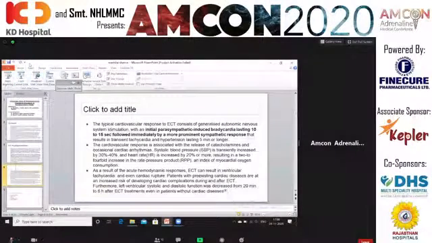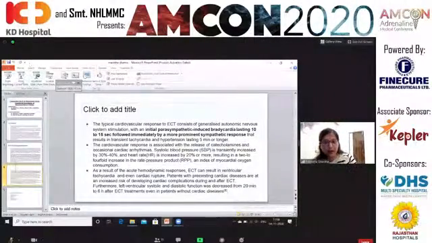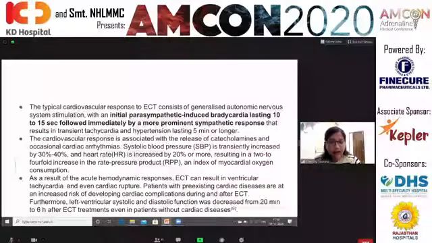The typical cardiovascular response, which is due to the release of catecholamines, causes an initial parasympathetic-induced bradycardia, which lasts for 10 to 15 seconds, and it is immediately followed by a prominent sympathetic response, which results in transient tachycardia and hypertension lasting for 5 minutes or longer. The systolic blood pressure also increases transiently by 30 to 40%, and the heart rate increases by 20% or more. Hence, acute hemodynamic responses are seen in ECT, which we can conclude.